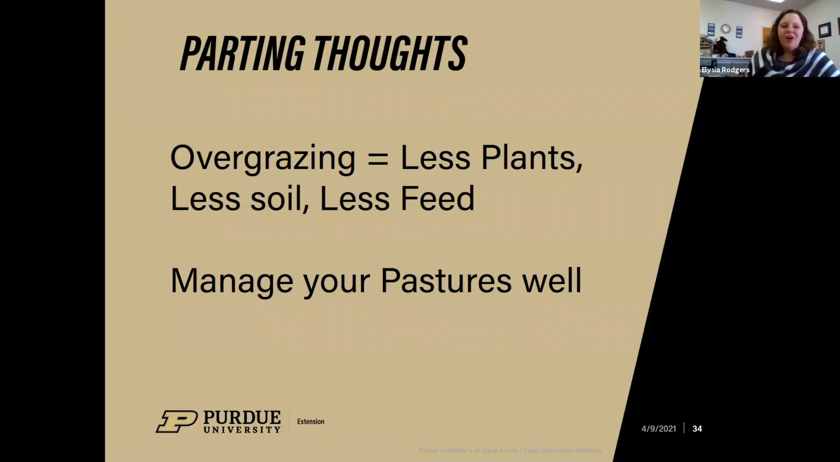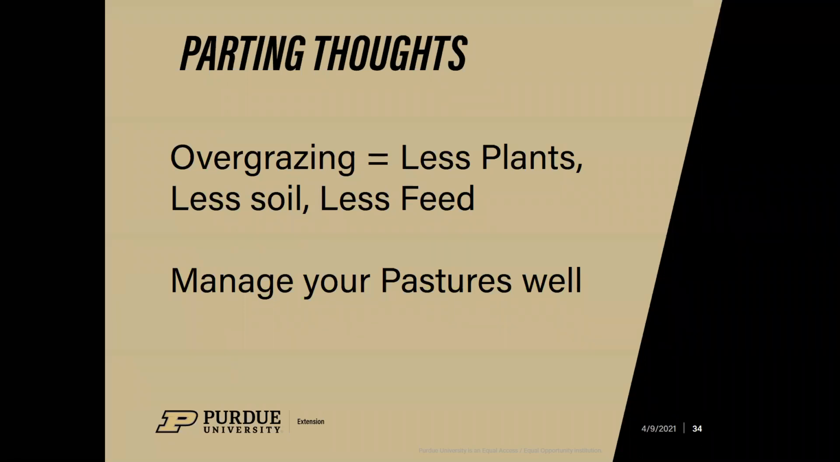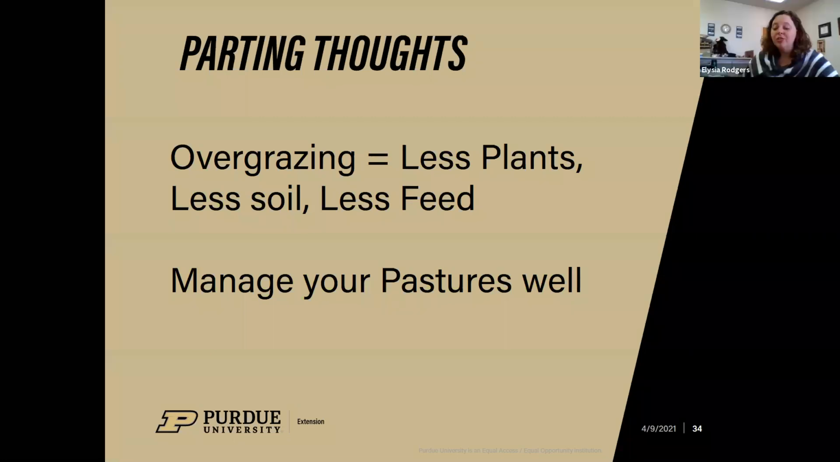So kind of my parting thoughts for today, and I'll let Miranda add in as well if she has any others. Basically, our overgrazing leads to fewer plants, less desirable plants. We can have less soil, because if that soil is exposed, our organic matter, our topsoil is going to blow away. And we have less desirable, less nutritious feed for our animals. So we can help properly manage our pastures, keep those grazing heights to a good height, have good lush forage there for our animals routinely.